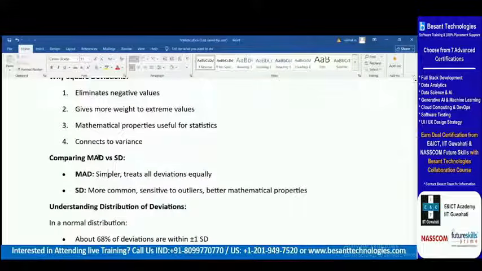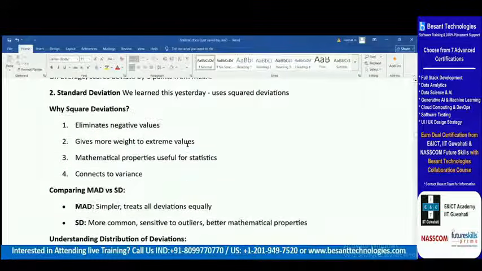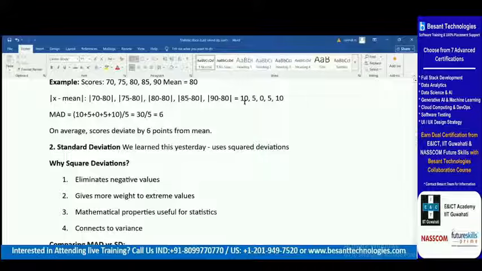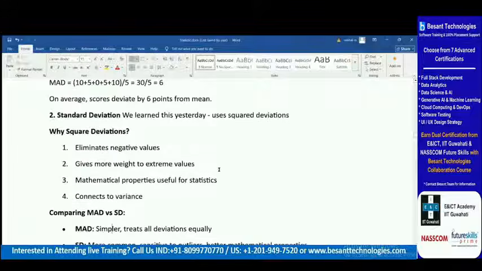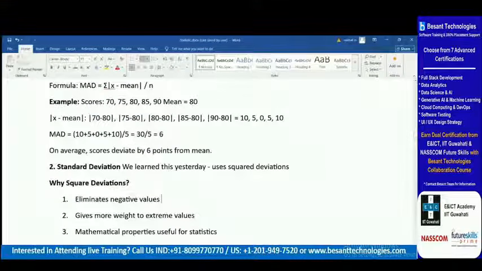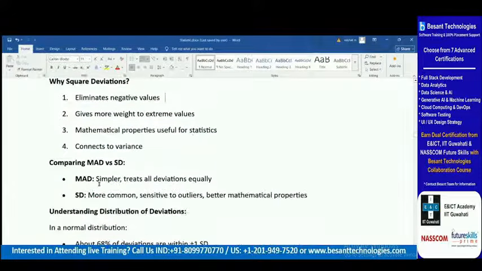So when comparing MAD versus SD, MAD is simpler. Why? Because we first eliminate every negative sign and come to the conclusion, no? That is very simple, and it treats all deviations equally. Deviations equally means one point is 23, another point is 24, another point is 45, another point is 100. It gives the variations between 24 and 25, as well as between 45 and 100. So all the deviations are taken into account and the answer is given while using MAD.